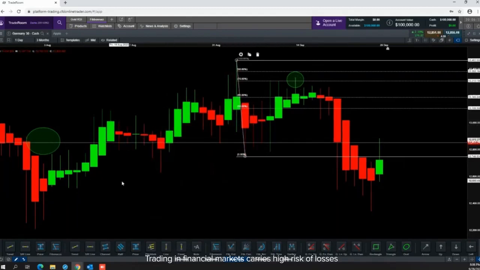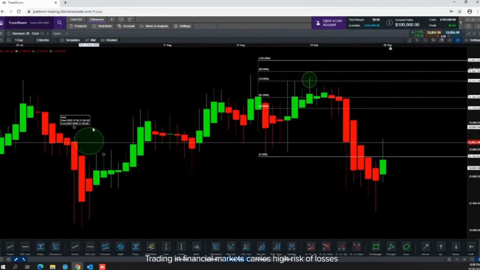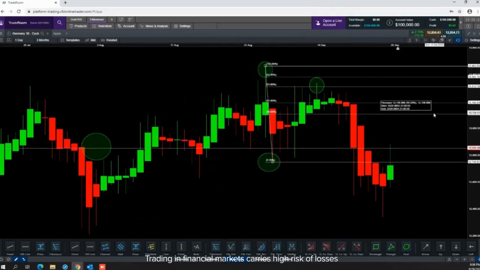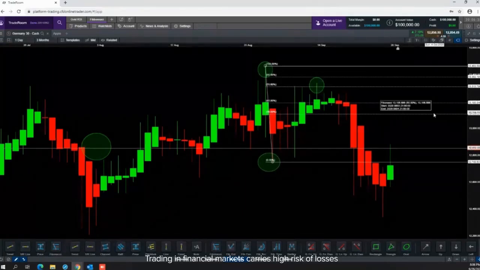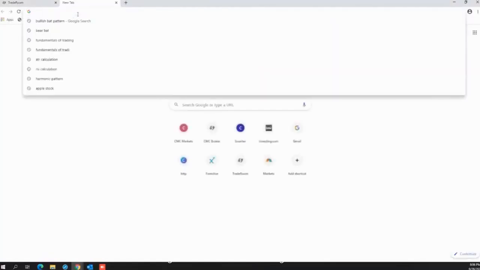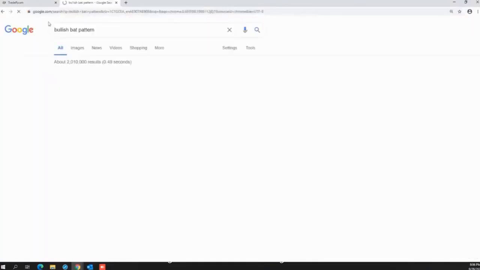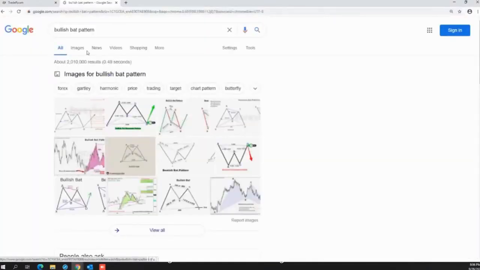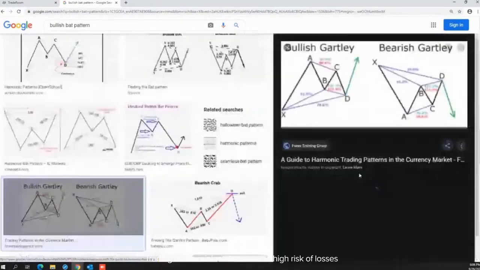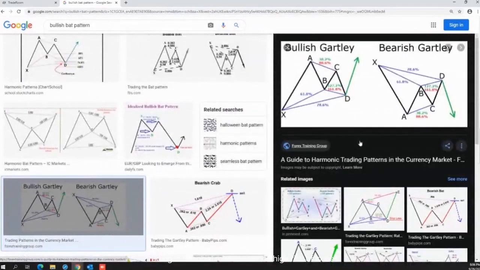We had X, we had A. This is A, this is B, and we got C. Now, one last move that we need in our favor is the D move. And if D happens exactly as per what we had seen on the patterns, let me open the bullish bat pattern so you all can see it along with me. Okay, so this is Gartley.